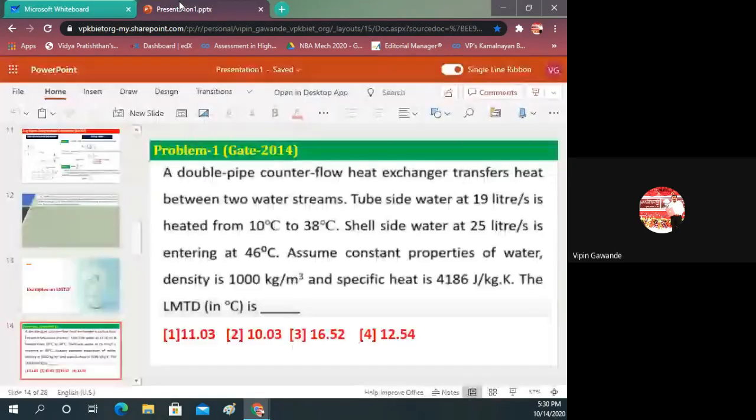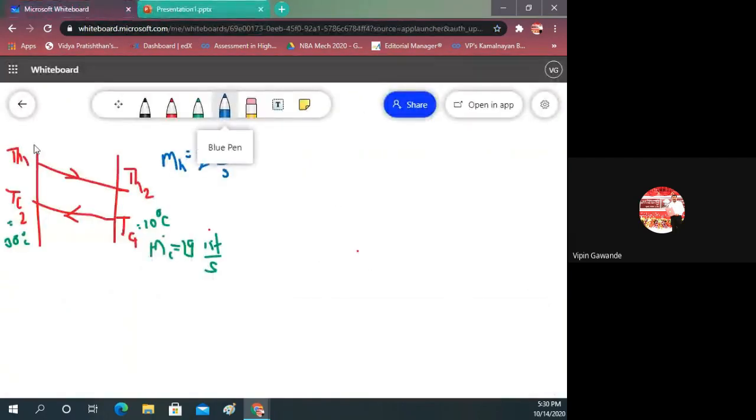On the other side, it is entering at 46 degrees Celsius. Which temperature is entering? It is TH1. So this is 46 degrees Celsius. You have to be very careful about the temperature. Whenever hot fluid is entering, it is TH1. When cold fluid is entering, it is TC1. So this is 10, this is 38, this is 46 degrees Celsius.